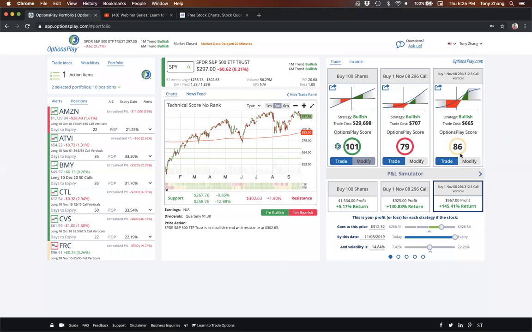What OptionsPlay score is the safest? What are the ranges that you recommend? So there's no such thing as a safe OptionsPlay score. An OptionsPlay score is only telling you the risk to reward of a strategy. You could have the best risk to reward ratio, but if the trade goes against you, no matter how good the risk reward ratio, it's not going to be a good trade for you. So the thing to remember is that the OptionsPlay score is not telling you whether it's going to perform or not. It's just telling you what the risk reward ratio is going to be.